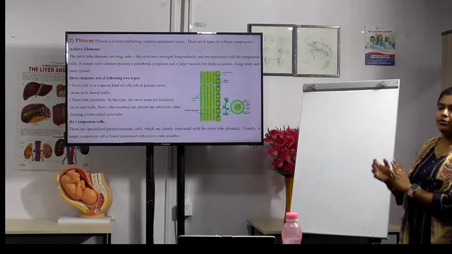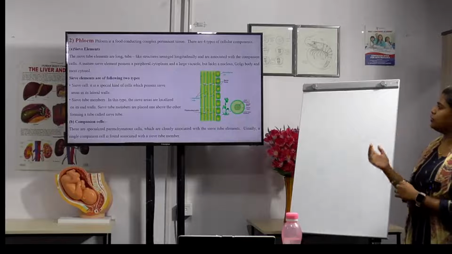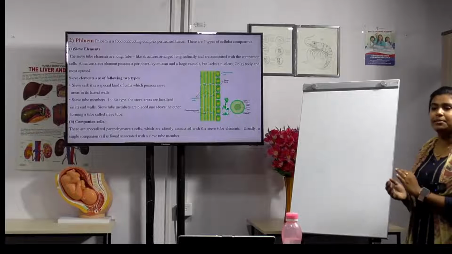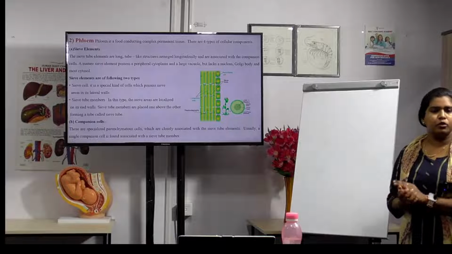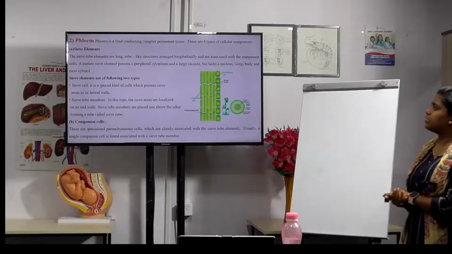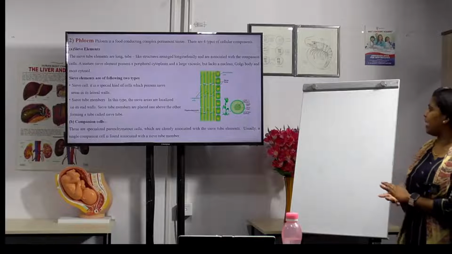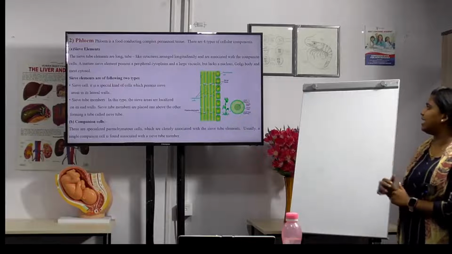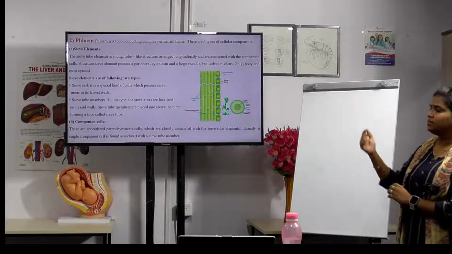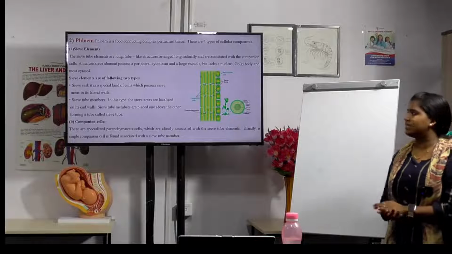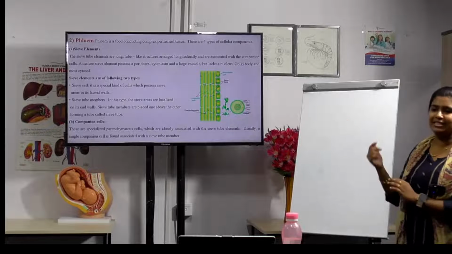These are long tube-like structures arranged longitudinally and associated with the companion cells. Companion means group, so a group of cells. Mature sieve elements possess a peripheral cytoplasm and a large vacuole, and lack a nucleus. Sieve elements are of two types: one is the sieve cell, another is the sieve tube.